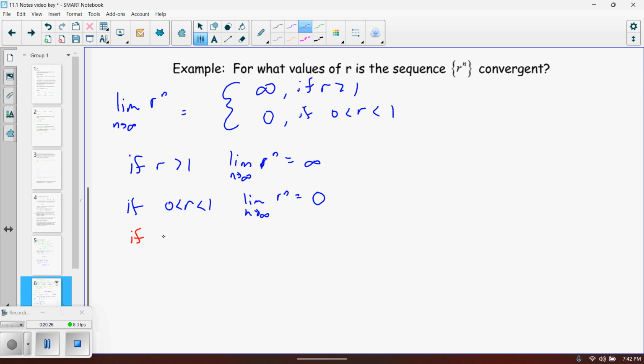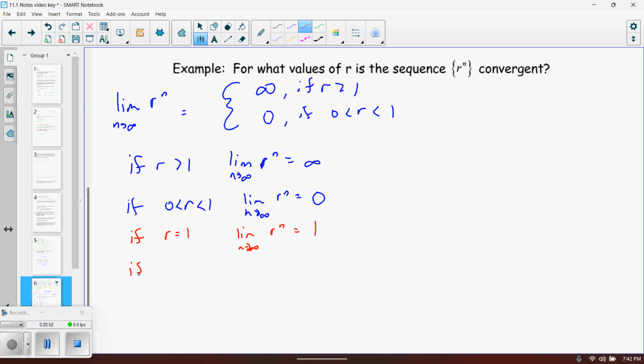If r is equal to 1, well, now I've got a base of 1, but we know 1 raised to a power is always going to be 1. So the limit as n goes to infinity of r to the n, because r in this case would be 1, that's really just 1. That's a constant, so that's going to be 1.